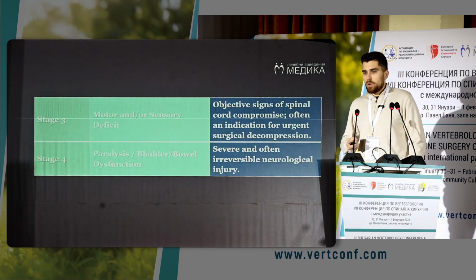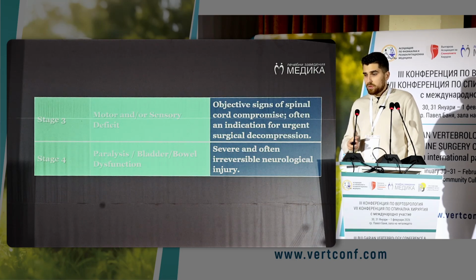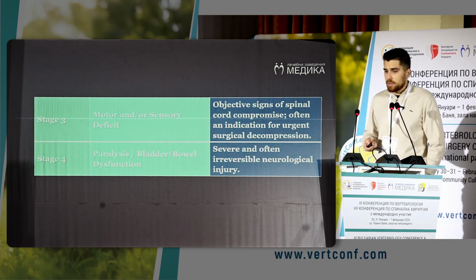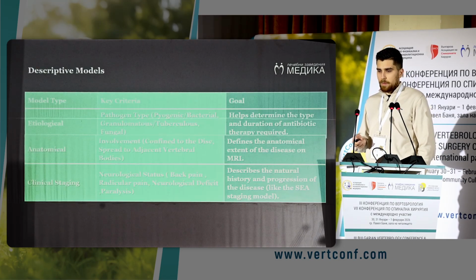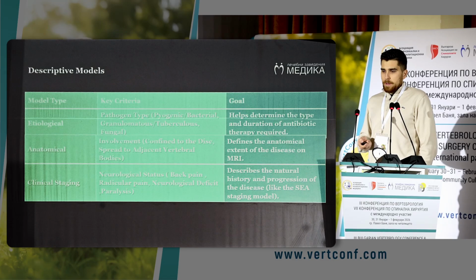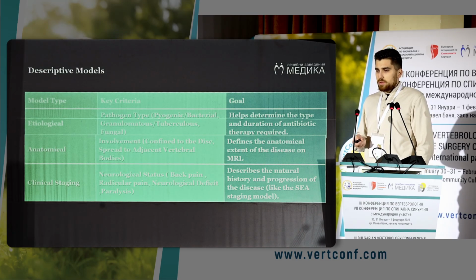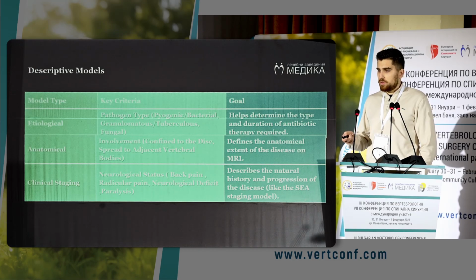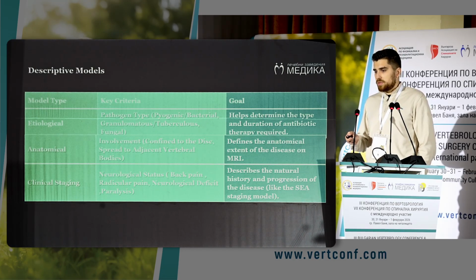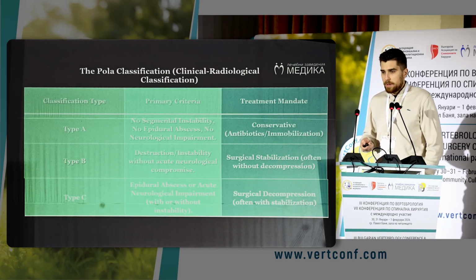Stage 3, motor or sensory deficits or both. It's a sign of spinal compromise, of compression, and unfortunately, stage 4 is with paralysis and bladder and bowel dysfunction, often irreversible. Those are again descriptive models: based on the pathogen type, which helps determine the antibiotic therapy; anatomical, which shows the anatomical extent of the disease seen on MRI; and clinical staging, again based on the neurological status.